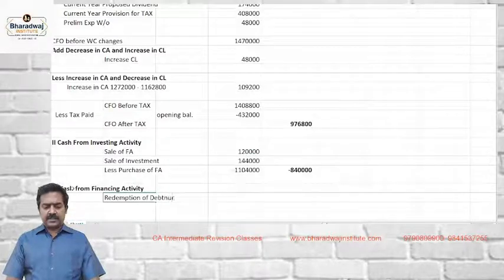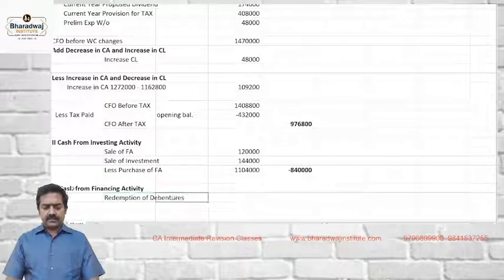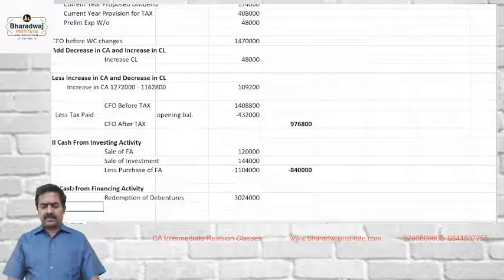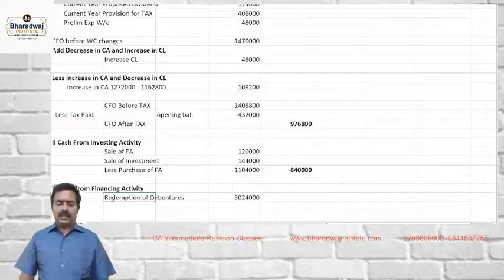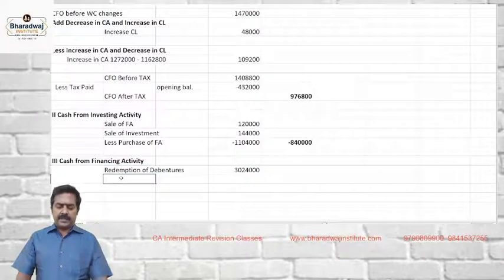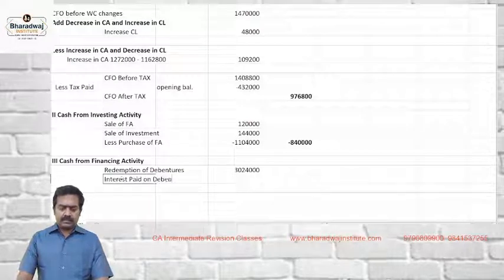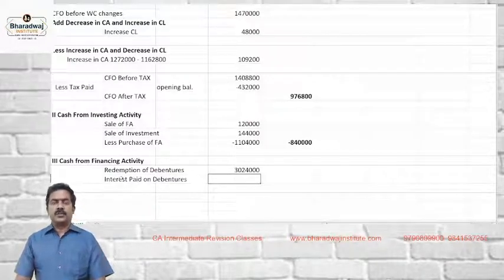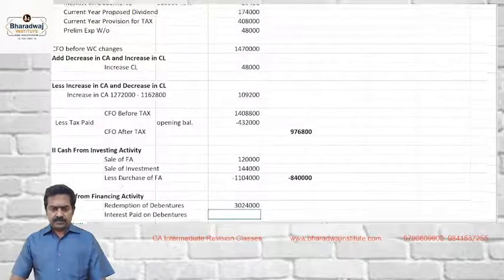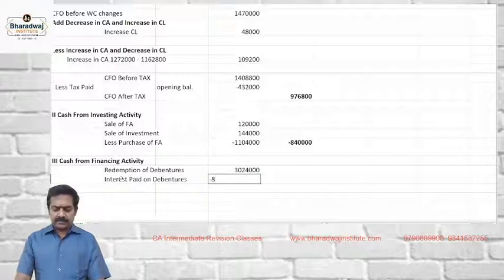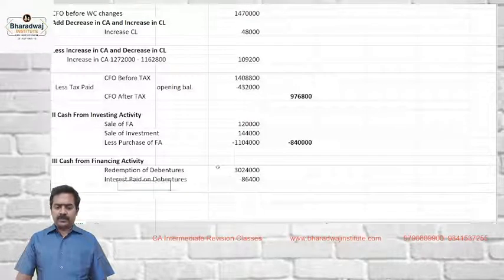Redemption of debentures. Redemption of debentures, how much? 2,88,000. At how much percentage it is redeemed? 105%. With premium we pay. Then interest paid. What is interest paid on debentures we worked out? 86,400. It's an outflow.